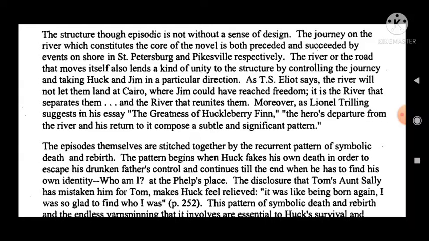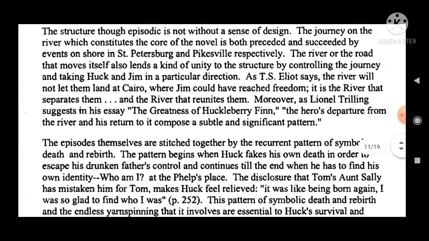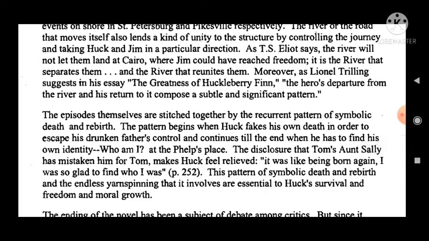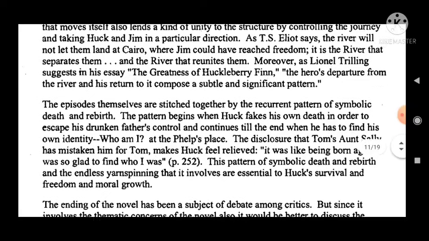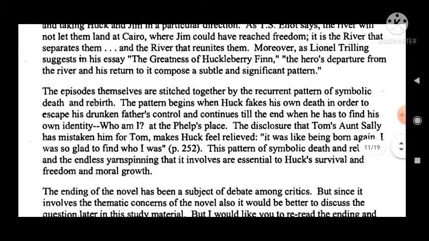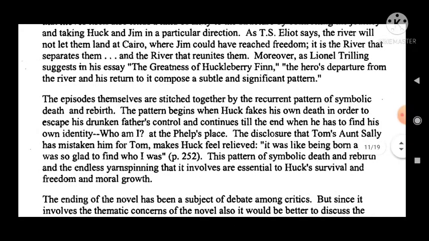The river and the road that moves itself also lend a kind of unity to the structure by controlling the journey and taking Huck and Jim in a particular direction. As T.S. Eliot says, the river will not let them land at Cairo, where Jim could have reached freedom. It is the river that separates them, and the river that reunites them. Moreover, as Lionel Trilling suggests in his essay, the hero's departure from the river and his return to it compose a subtle and significant pattern.